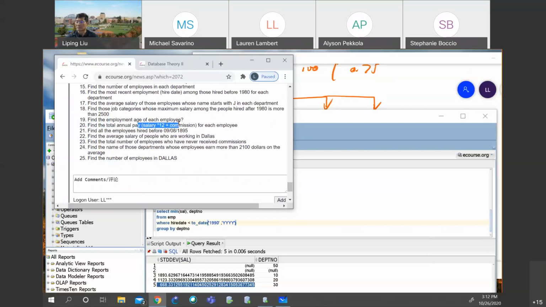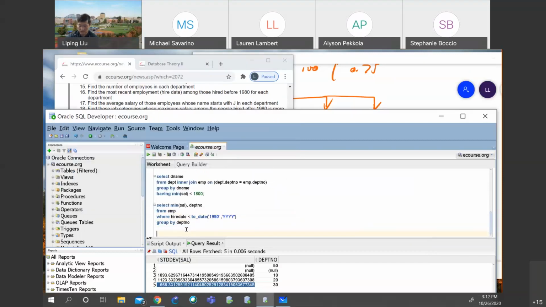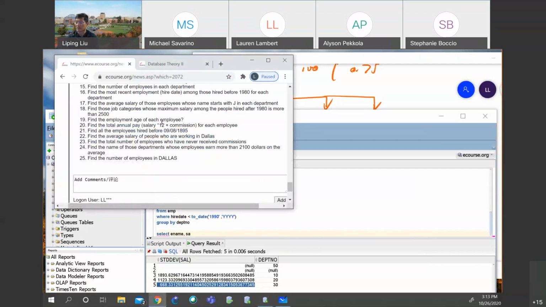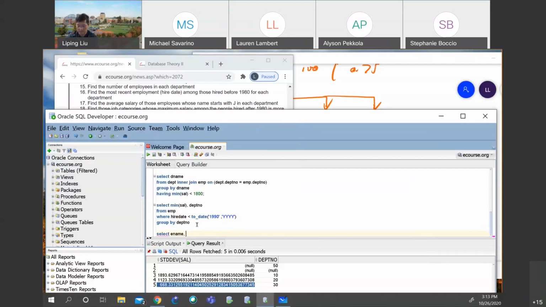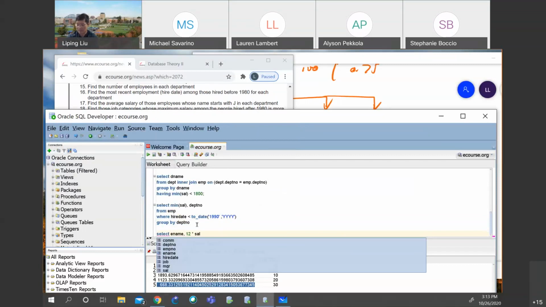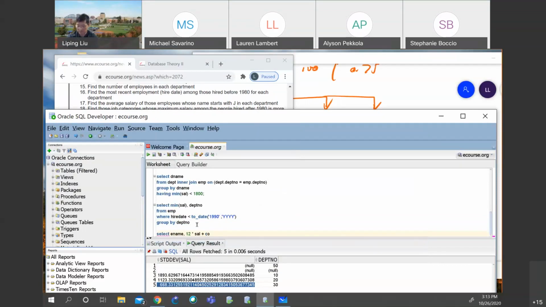Total amount of commission. Okay, so this one, we want to find the total annual pay for each employee. So we're going to do select, and then let's try to find the total salary. Is that annual salary? Yeah, annual salary. So basically you're going to do 12 multiplied by sal, and then plus commission, plus com, and let's say as income, and then from EMP. So it's as simple as that.